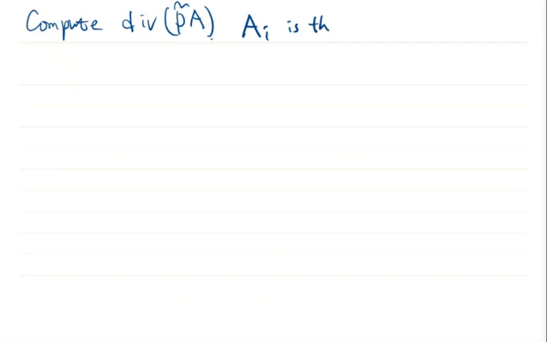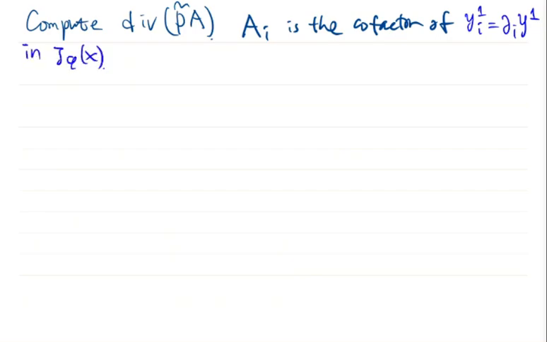We want to compute the divergence of P tilde A. Here, we look at the A_i. A_i is the cofactor of y1 of this number. We denote it by y_i1. That is the partial derivative of y1 with respect to x_i in the Jacobian determinant of our map.